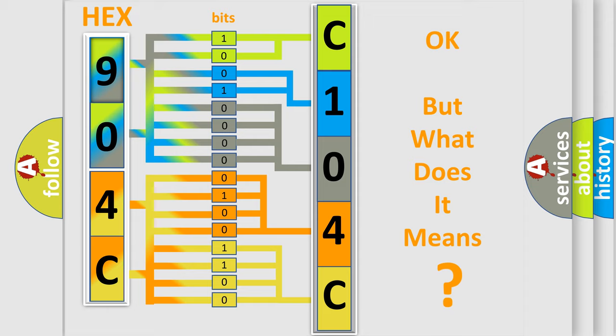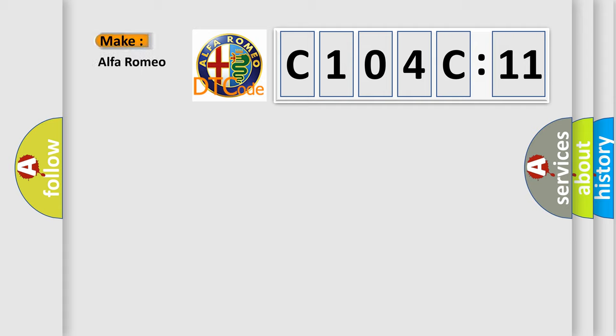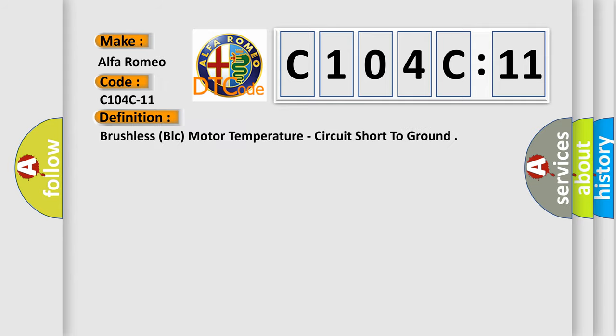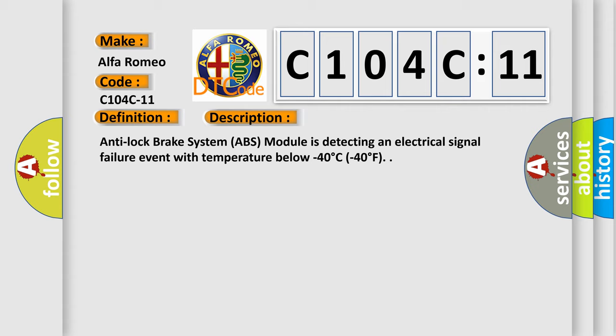The number itself does not make sense to us if we cannot assign information to what it actually expresses. So, what does the Diagnostic Trouble Code C104C11 interpret specifically for Alfa Romeo? The basic definition is brushless BLC motor temperature, circuit short to ground. And now this is a short description of this DTC code.